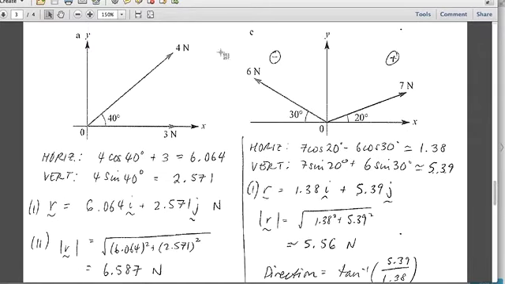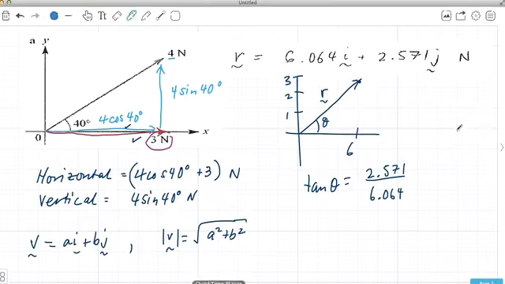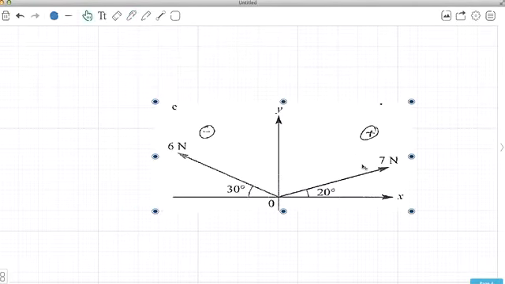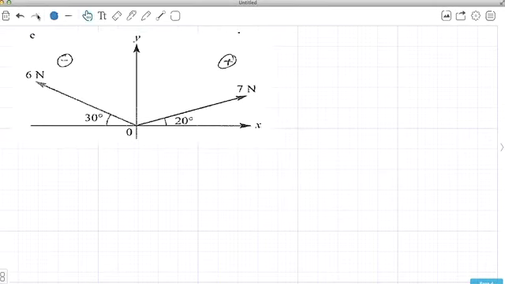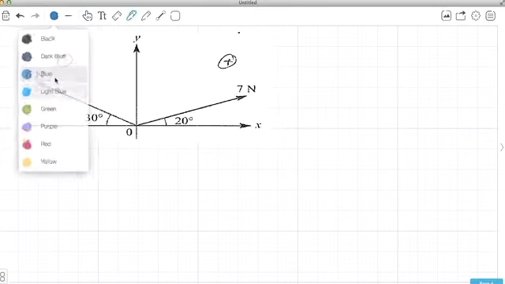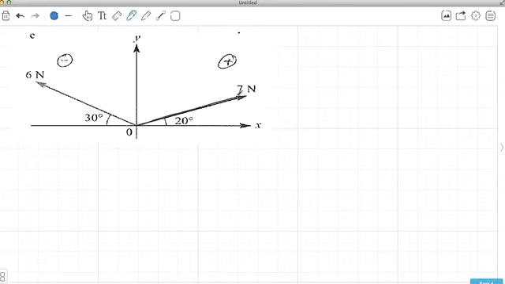Again, I'm just going to show you splitting this up so you can see the components here. We've got some horizontal and some vertical components. I'm going to do these in different colors. Here we've got the 7N force. It has 2 parts to it, a horizontal and a vertical. The horizontal is 7 cos 20 degrees. The opposite is 7 sin 20. It's 7 because the 7 is the hypotenuse.